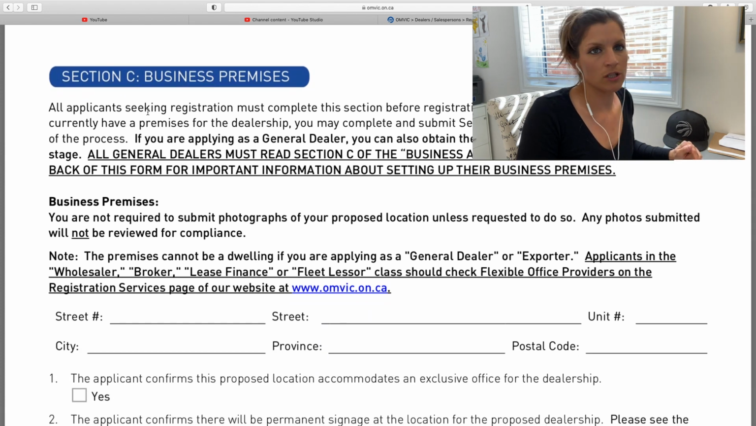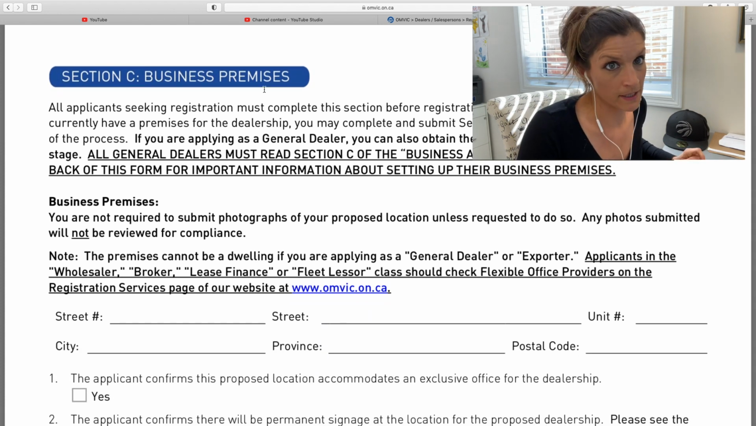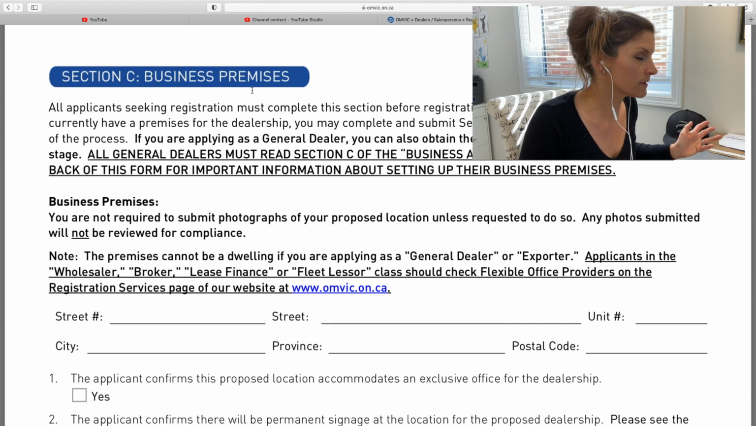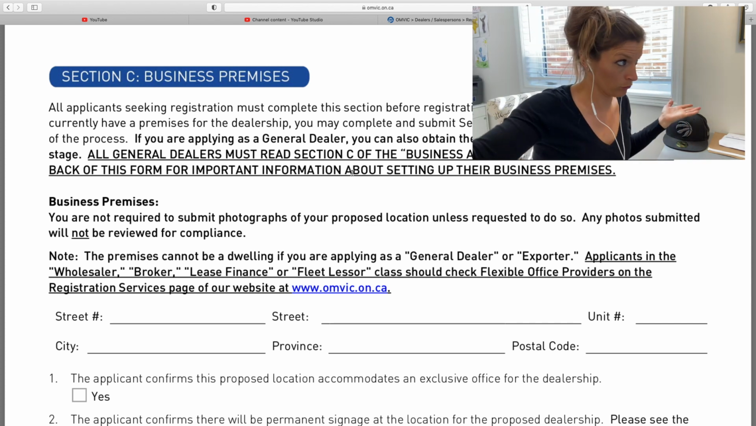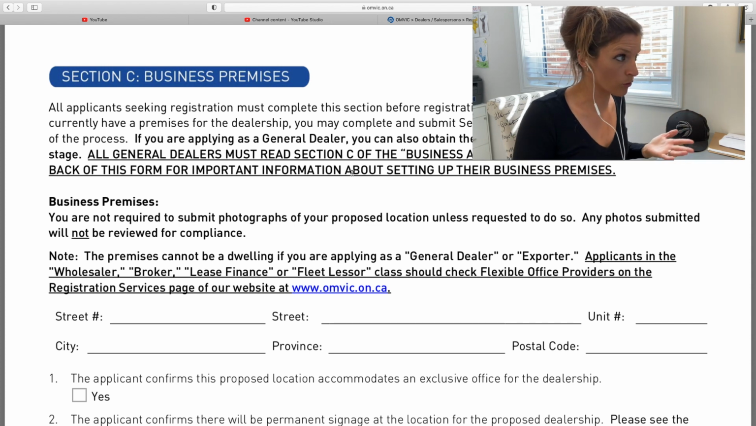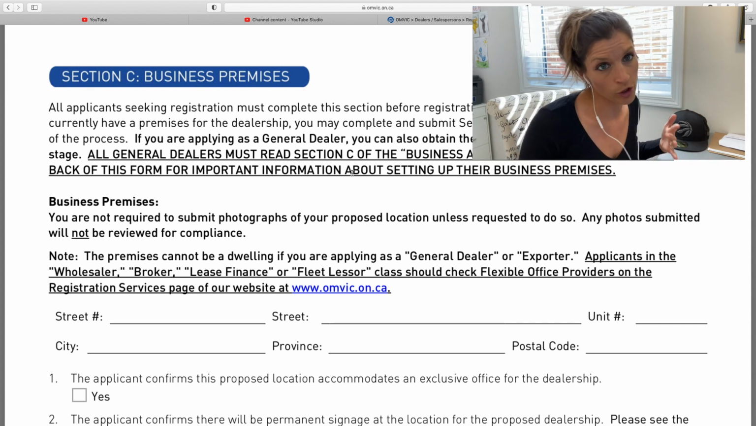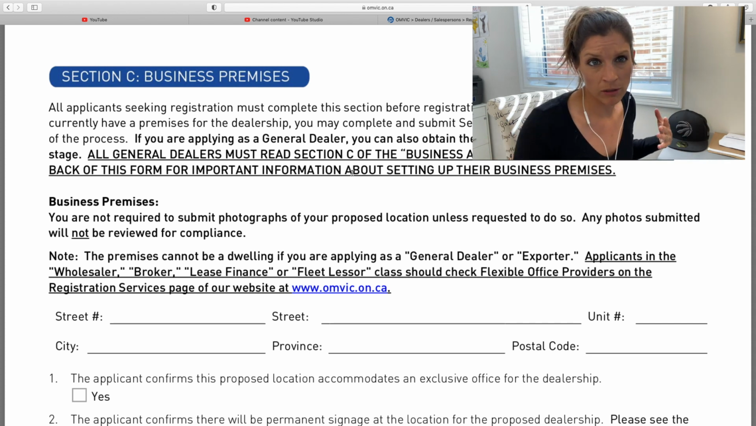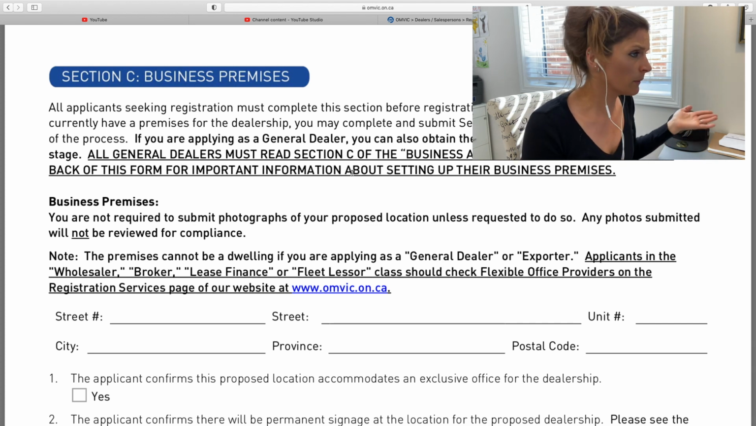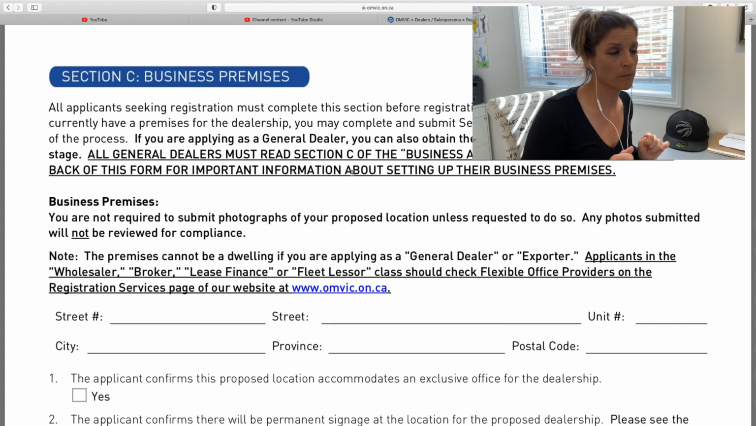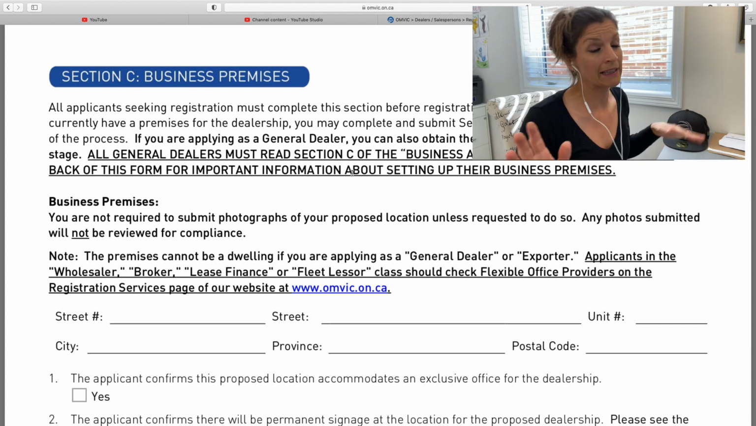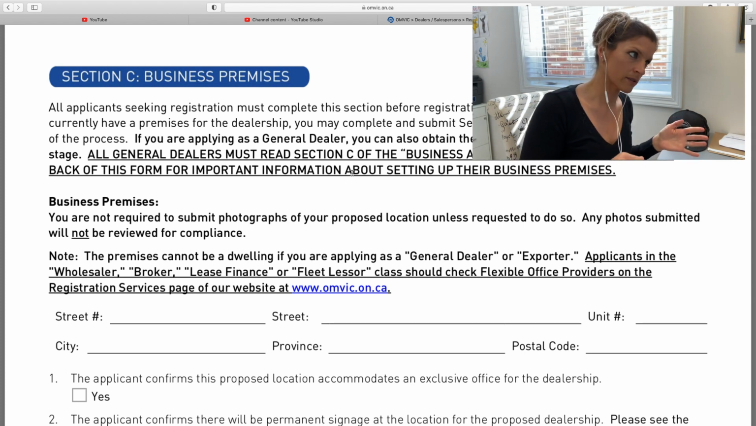Moving along to section C, business premises. This is exactly what it sounds like: where do you plan to open your car lot? Now, if you don't have one, and you want this business application approved first before signing a lease agreement, and then spending a whole month figuring out whether OMVIC is going to approve you, you know where I'm going with this. It says that if you do not currently have a premise for the dealership, you may complete this section at a later date or at the final stage of the process.